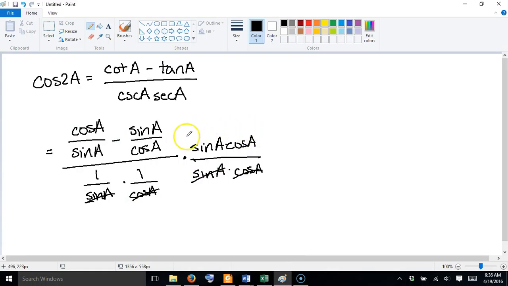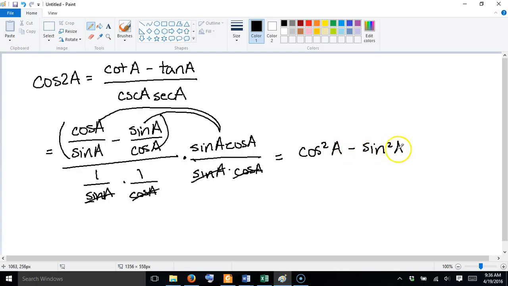And again, distributing this to both of these terms here, our sines would cancel, and we'd get cosine squared A minus sine squared A. And if you look on your sheet where your identities are, you would see that cosine squared A minus sine squared A is equal to cosine 2A. That is one of the forms of cosine 2A. And we are done.